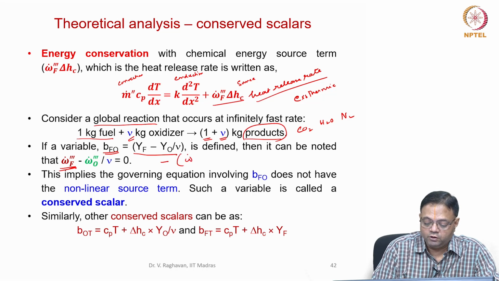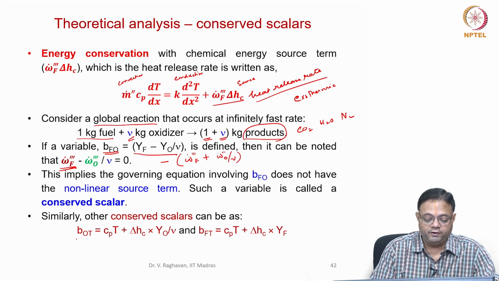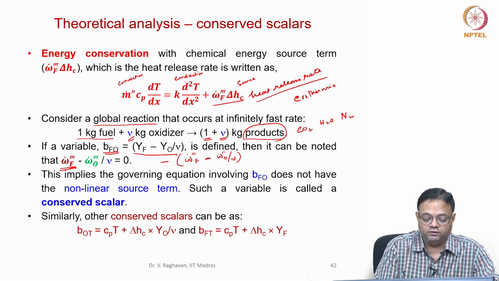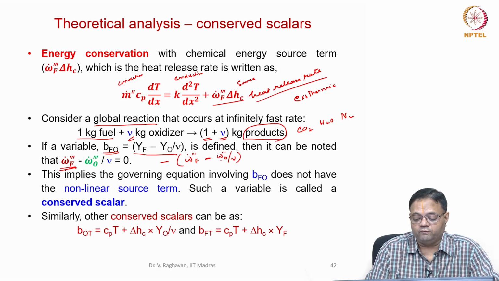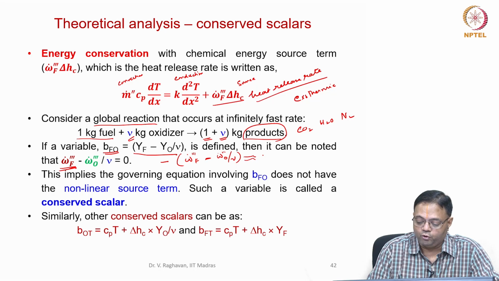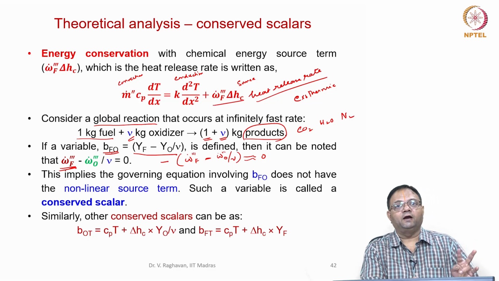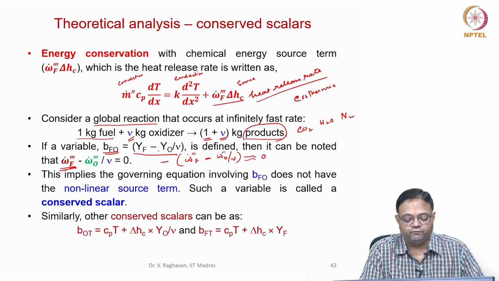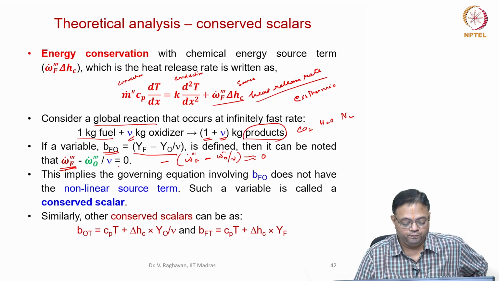The source term will be minus omega dot F plus omega dot O by nu. This will be my term. I am actually subtracting, so this will be minus. Okay. So, now I know that if 1 kg of fuel is burned, nu kg of oxygen also is burned. So, this term will go to 0. So, that is how the source is eliminated. When I define a combined variable of mass fraction of fuel minus mass fraction of oxidizer by nu, then the source term is gone.